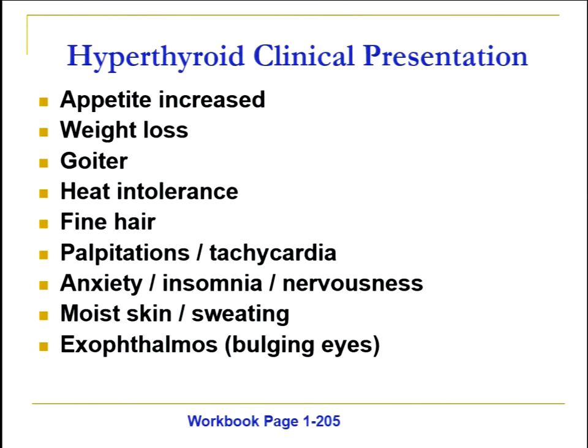With respect to the presentation for patients with hyperthyroidism, they often have increased appetite, weight loss, may or may not have a goiter. They're usually heat intolerant, often have fine hair, have cardiovascular aspects, including tachycardia, in some cases palpitations, in worst case scenarios, MI. They can be very nervous, anxious, and often have insomnia, as well as have moist skin, sweating, and that bulging eyes that you remember from your pharmacotherapy sequence when you were a student.